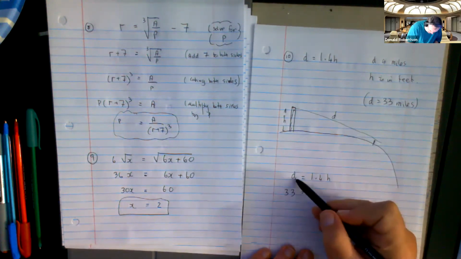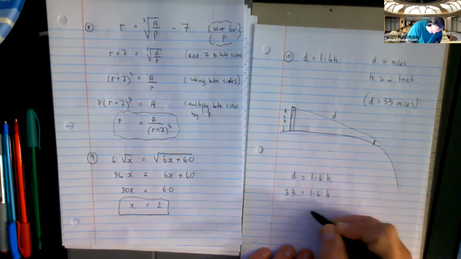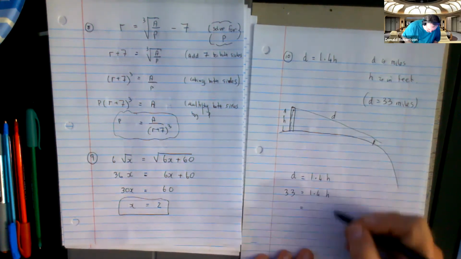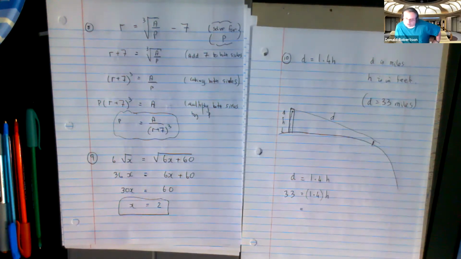Now, if the distance is 33 miles, the formula says that. I don't know why I want to do this, but I'll put a bracket around 1.4. It just looks better. Now, what do you think I'm going to do to both sides to find out what h is? What should I do to both sides to get h?